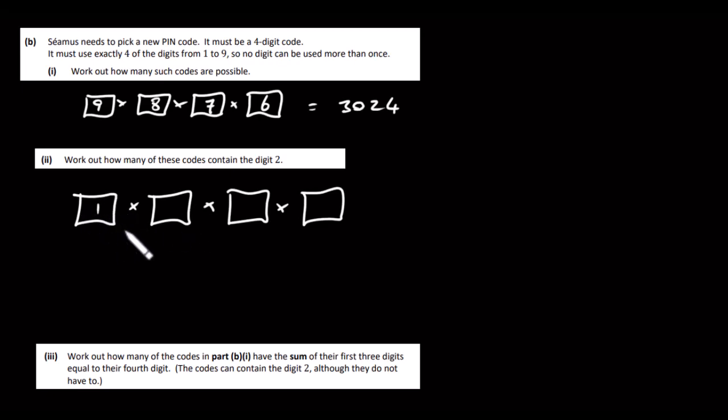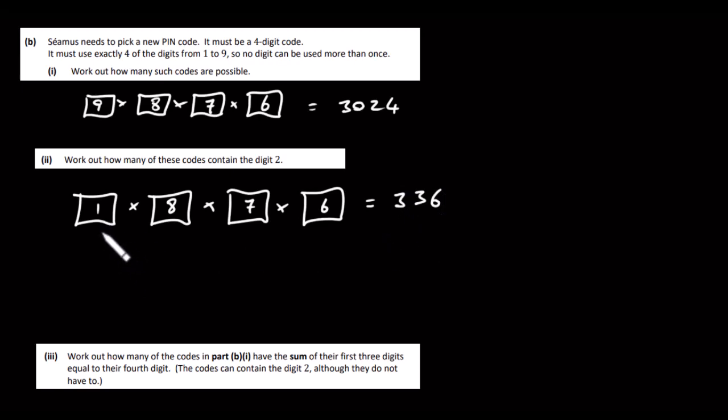If the first number is 2, that means you've only got one choice. So if you've chosen a 2, you've only got 8 left to choose from, then you've got 7 left to choose from, then you've got 6 left to choose from. So if you multiply those 4 together, you get 336.